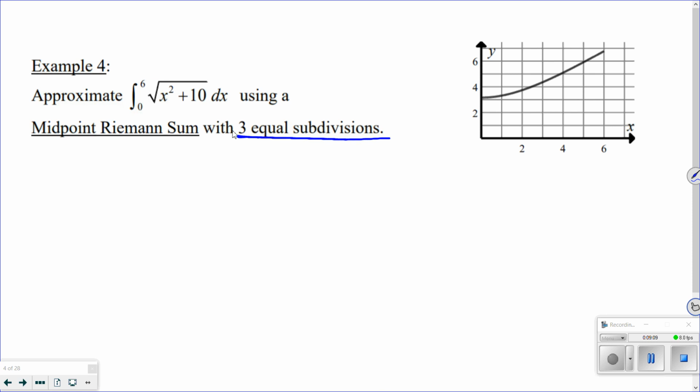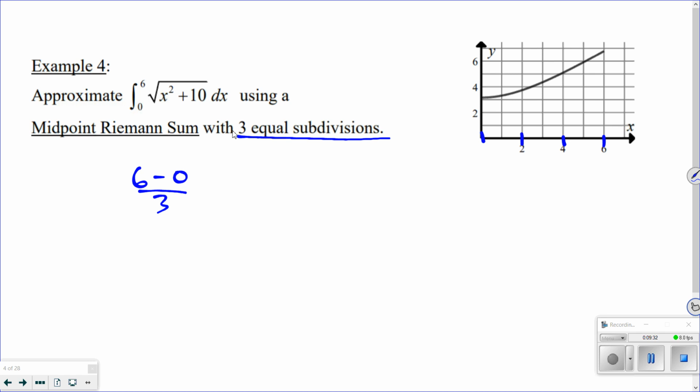That means I'm going from 0 to 6. If I take 6 minus 0 and divide it by 3, that will tell me the width of each of our rectangles. 6 minus 0 is 6, divided by 3 is 2. So I know my width is 2. We have our graph over here. So I'm going from 0 to 2, and then 2 to 4, and then 4 to 6. Those are going to be my 3 subintervals.